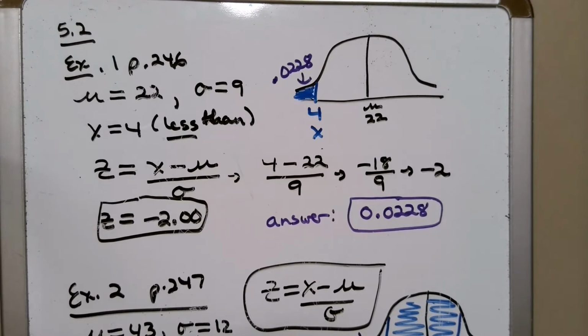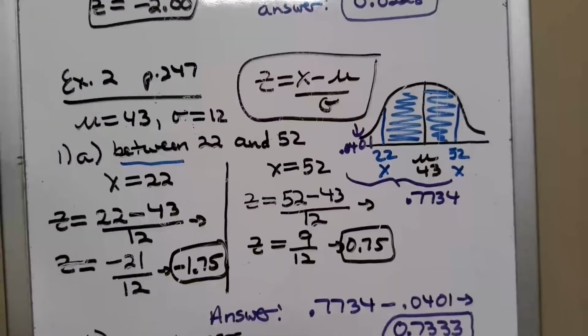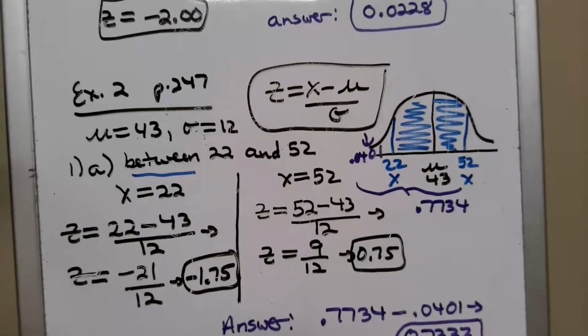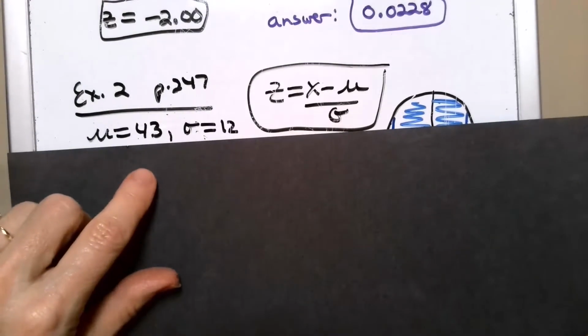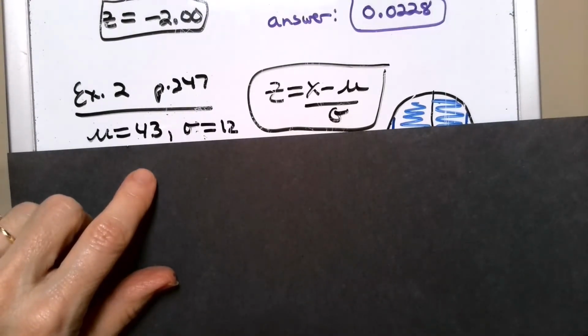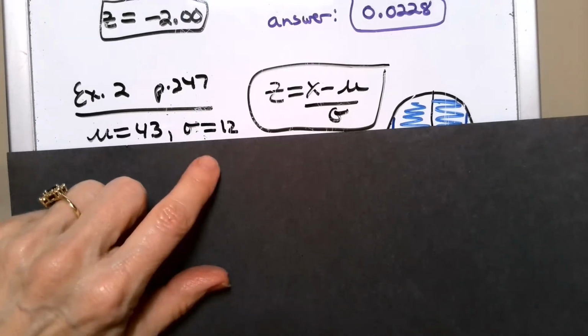So now if I go to example 2 on page 247, this is a 4-part example, so it's kind of a long example. Example 2 says, a survey indicates that for each trip to a supermarket, a shopper spends an average of 43 minutes. So that's our mean, mu, 43 minutes, with a standard deviation of 12 minutes. That's sigma, our population standard deviation.